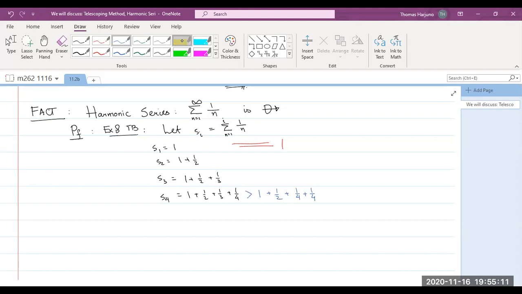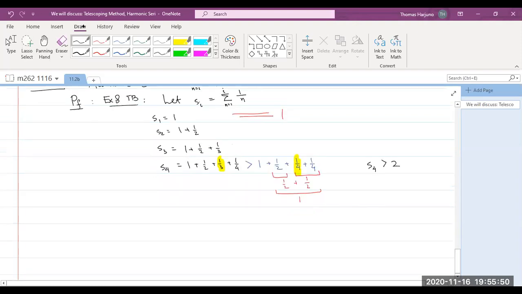I basically replace that one. I say that 1/3 is greater than 1/4. That's what I say. Now, on the right-hand side here, you see that this is actually 2/4, which is 1/2, plus another 1/2. That gives you 1. Okay, so you see that S4 is already greater than 2. You see that?